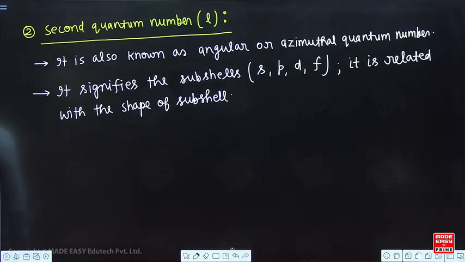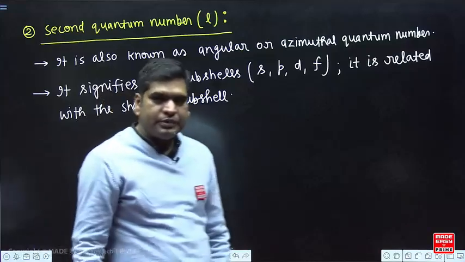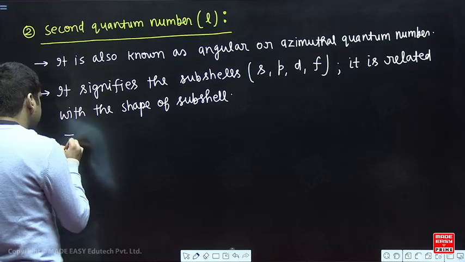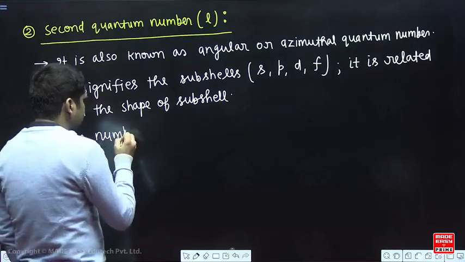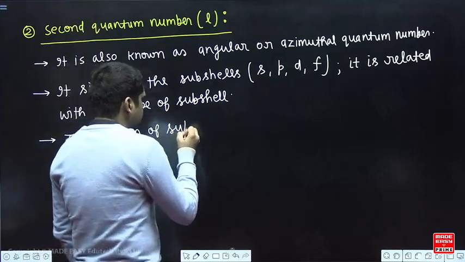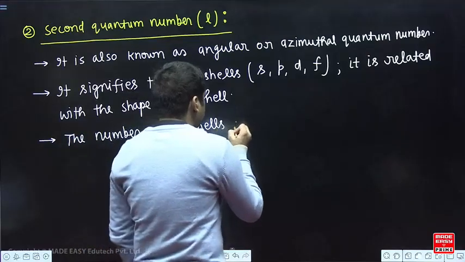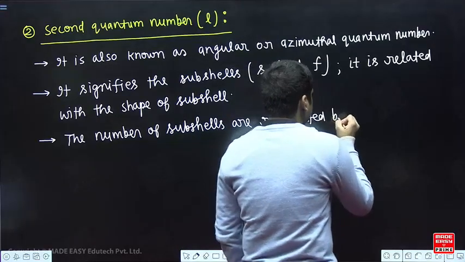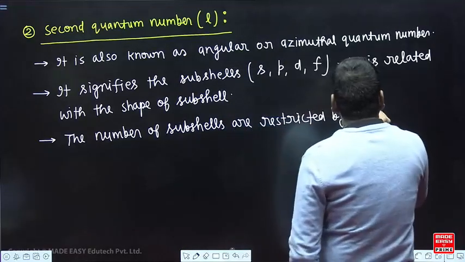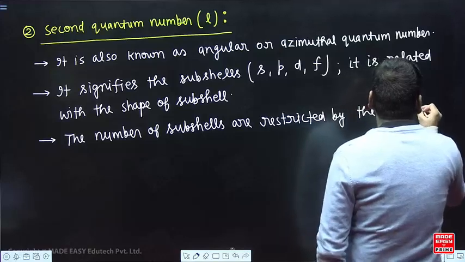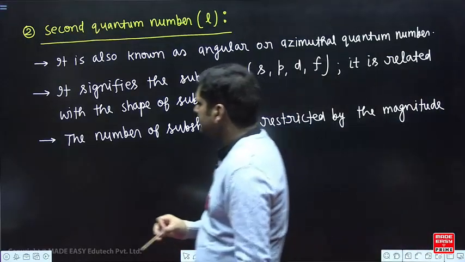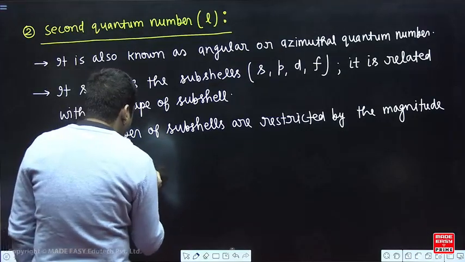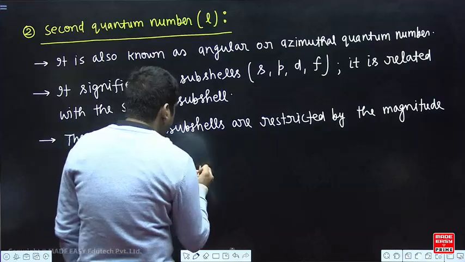The number of these subcells is restricted by n, that is, by the principal quantum number. The number of subcells is restricted by the magnitude of n. That is, the value of L will be 0 to n minus 1.